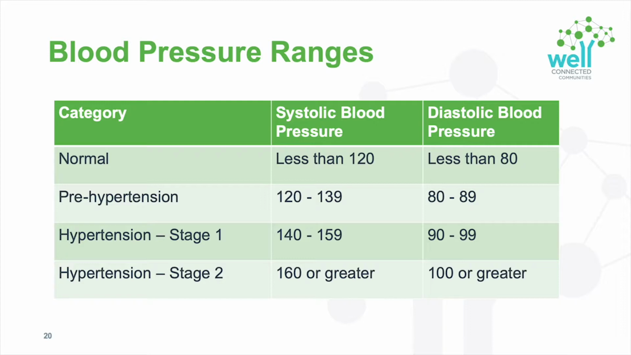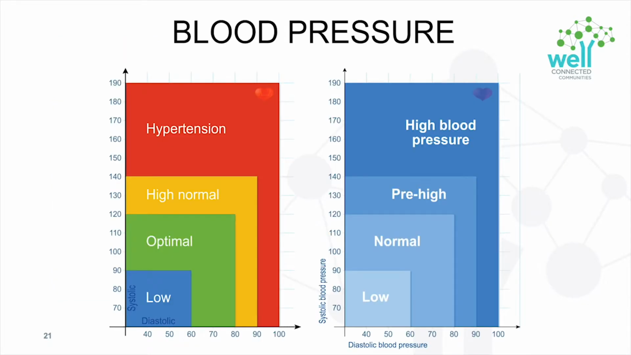This slide shows blood pressure ranges for different systolic and diastolic readings. Some people think that blood pressure is considered high only if the top number, the systolic number, is above the recommended range. However, a person could have elevated blood pressure with only the bottom number, the diastolic reading, above the recommended range. It's important to pay attention to both numbers, top and bottom.